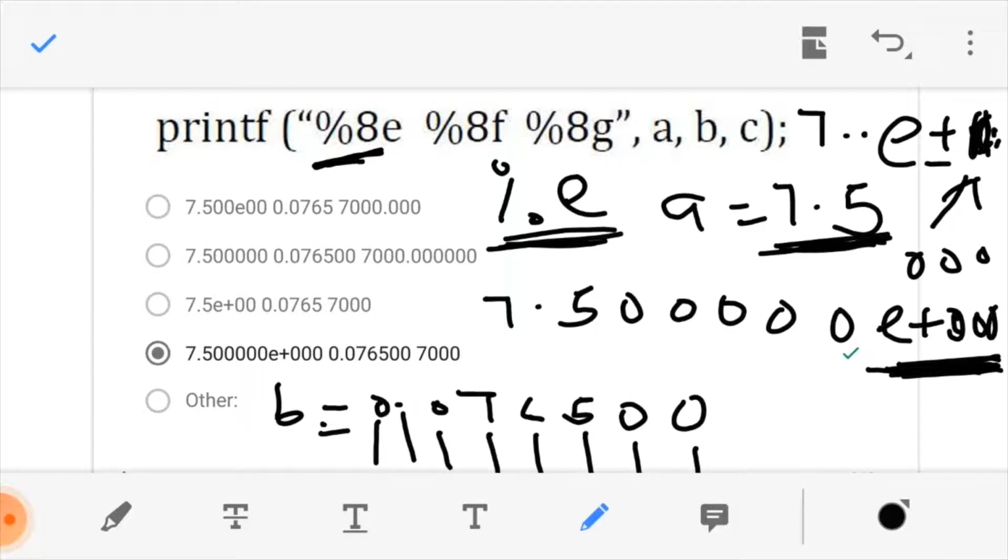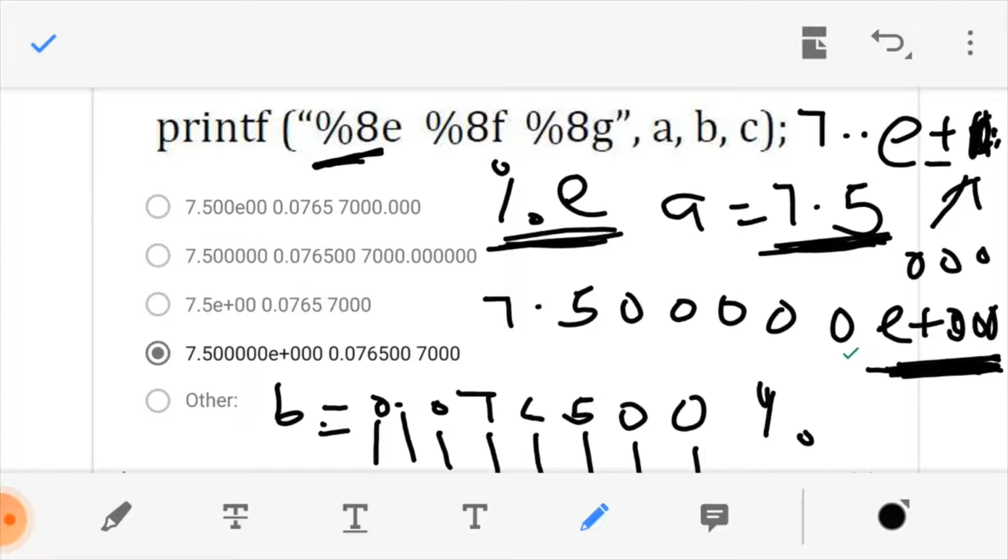Now when we go to percentage G, we have to realize something, that the percentage G is also used to print decimal floating point values, and it uses fixed precision. Now, what I mean by using fixed precision is the value after the decimal in the input should be exactly the same as the value in the output.